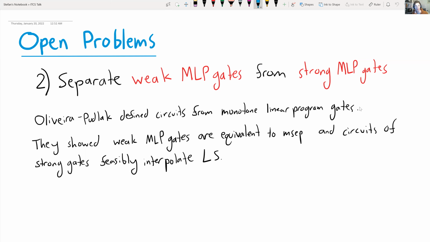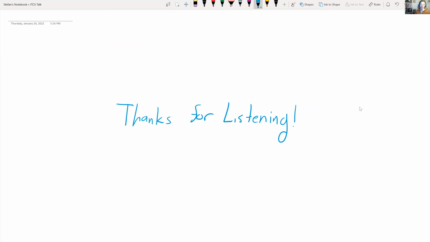They showed that a single weak gate is equivalent to monotone separation complexity, and a circuit of strong gates actually feasibly interpolates Lovász-Schrijver. And so this separation between weak and strong gates is quite interesting, especially since we've shown in this paper that weak MLP gates, in fact, interpolate Sherali-Adams degree. Well, thank you for listening.